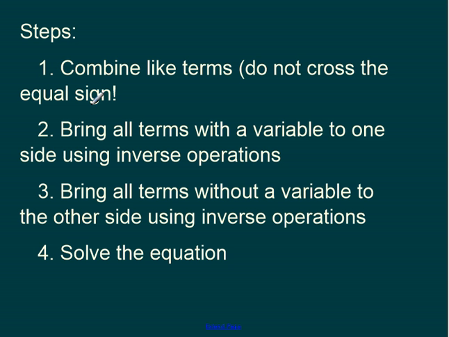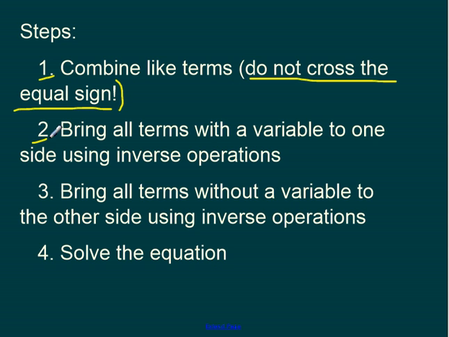On this same page, on page 32, I want you to copy these steps down for this process. First, we are going to combine like terms. Oops, I forgot a parenthesis there, sorry. We are going to combine like terms. And the number one thing to remember in equations like this is that when you're doing this first step, do not cross the equal sign. And I will show you an example of that in just a minute. But just write it down, highlight it, draw attention to it. You can't cross the equal sign in this first step. And that'll make more sense in a few minutes.